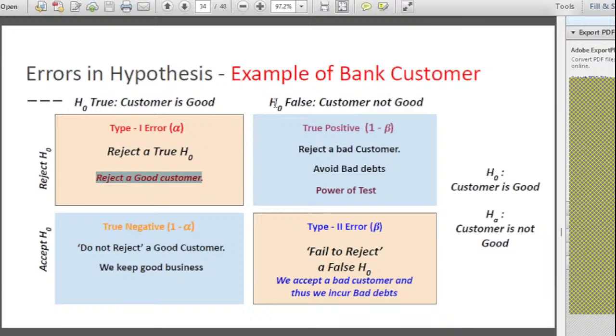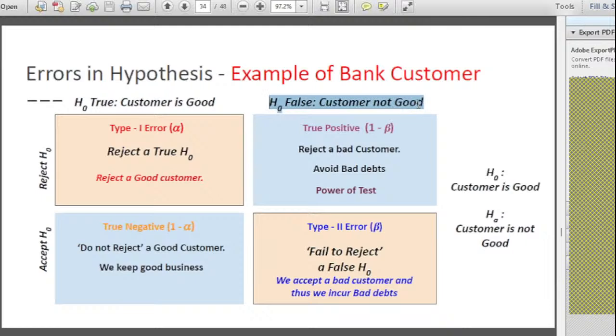Now, what is the other error they can make? You had some malicious intentions. Maybe you wanted to default. Now, if you feel bad, don't take your friend as a person who is going to default. Okay, this is just an example. If you get offended, then don't take it on you.